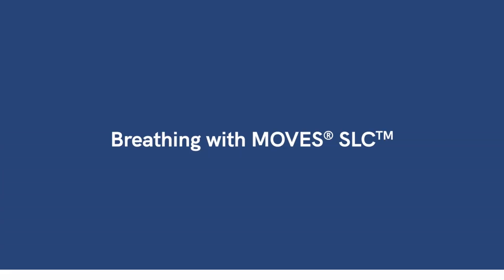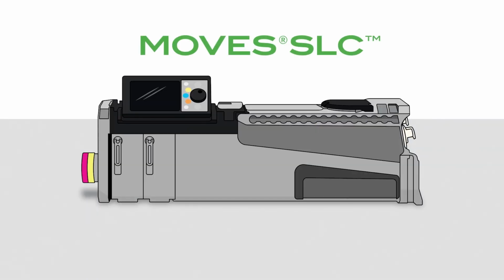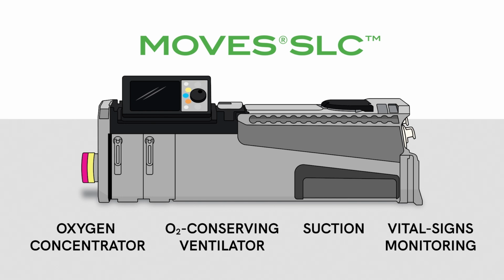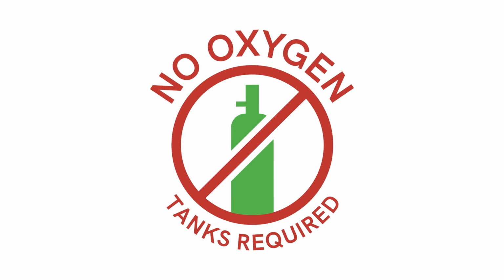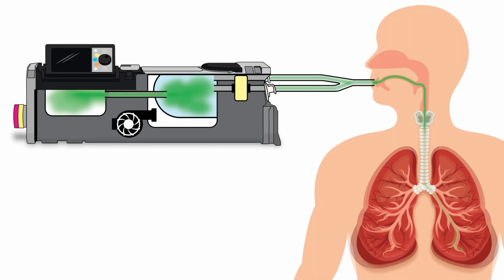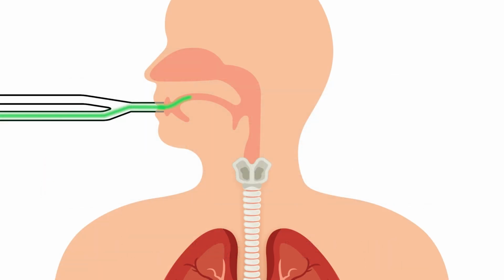We will now consider the efficiencies of breathing with MOVES SLC, a micro-integrated portable life support system. MOVES SLC combines an oxygen concentrator, a unique O2 conserving ventilator, suction, and complete vital signs monitoring capability in a single mobile unit, without the need for heavy, dangerous oxygen tanks. During assisted breathing, positive pressure from the MOVES SLC circle circuit ventilator moves oxygen from the internal O2 concentrator into the lungs.